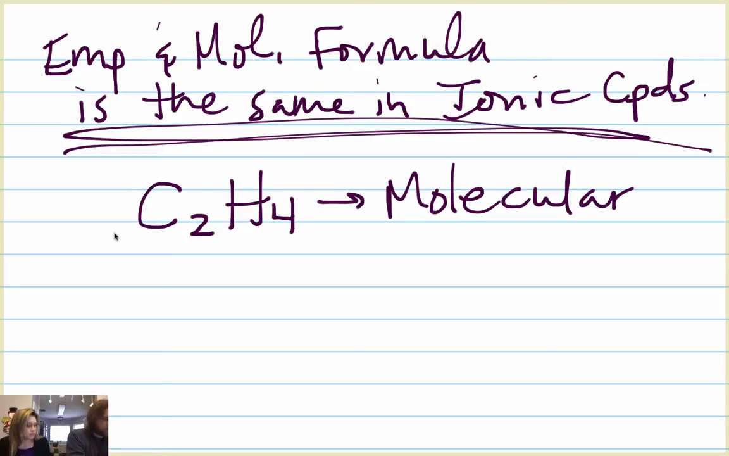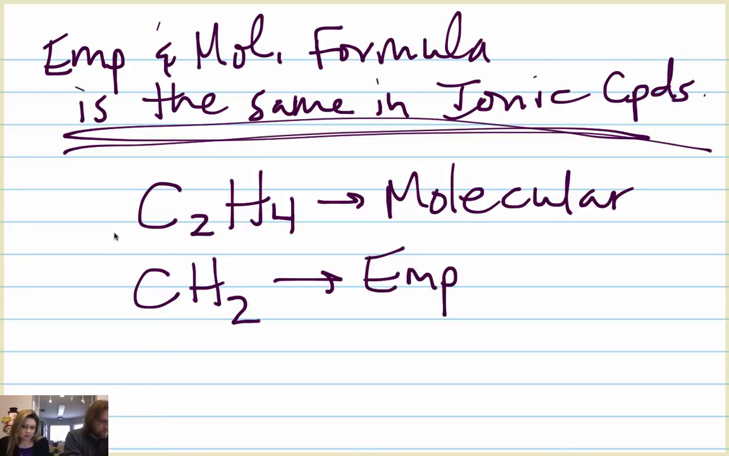So if I divide both of those by 2, I get CH2. I divided carbon 2 by 2, and that's 1. 4 hydrogens divided by 2 is 2 hydrogens. Now that's the simple whole number ratio, right? Yes, 1 to 2. I can't simplify that anymore. So this would be an empirical formula. And as it turns out, CH2 is the empirical formula for C2H4.